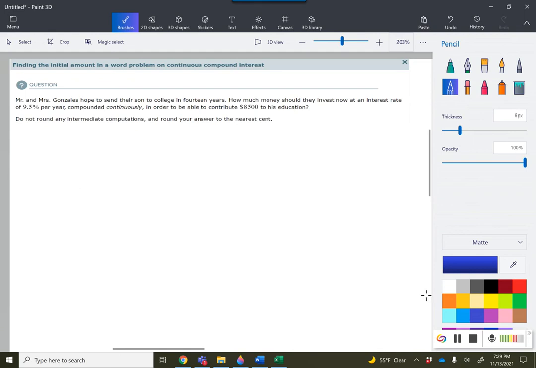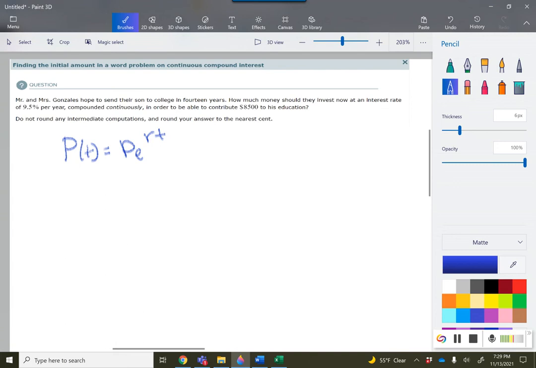So we need to know the continuous compound interest formula, which is P of t equals P times e to the rt power. P of t in its entirety is the end amount that we're going to get. The P by itself is the original amount. E is just a button on your calculator. R is the interest rate written as a decimal, and t is your time.